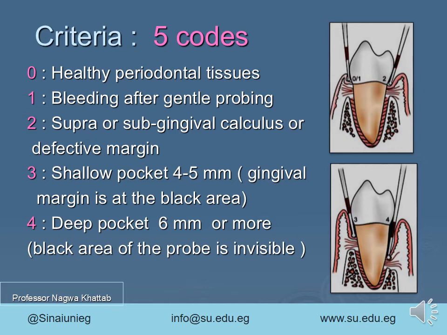So with this black mark present on the CPITN probe, it facilitates easy interpretation of a shallow pocket and a deep pocket. If the black mark is visible, it is a shallow pocket. If the black mark is invisible, it is a deep pocket.